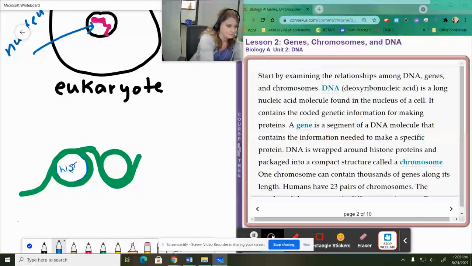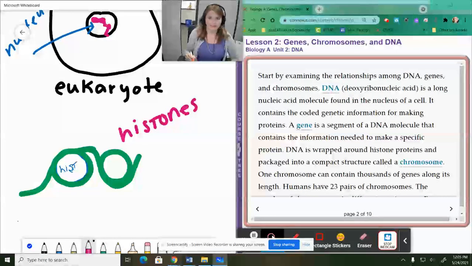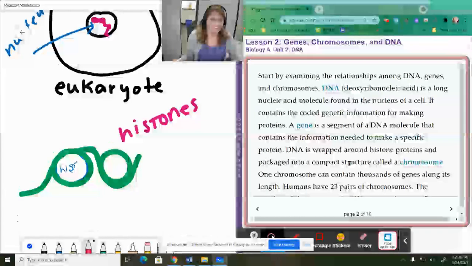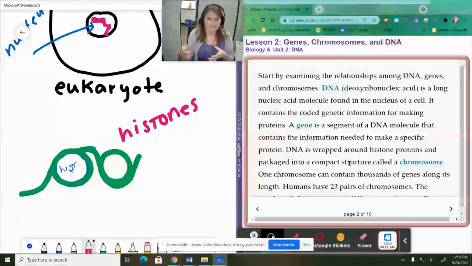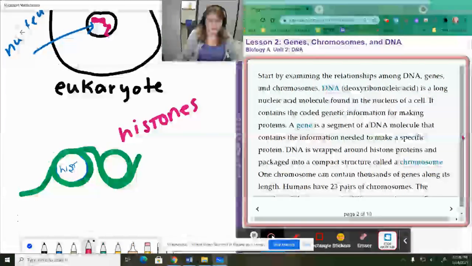So the histones are proteins, and they help to package up the DNA into something smaller so that it can be easily contained in the nucleus. Histones are also made by the cell. The instructions to make the histones are coded within the DNA itself, which is kind of weird, right? So when it's all wrapped up and packaged together with the histones, we call this compact structure a chromosome. The entire structure of your DNA wrapped around histones is called a chromosome, and it can contain thousands of genes along its length.